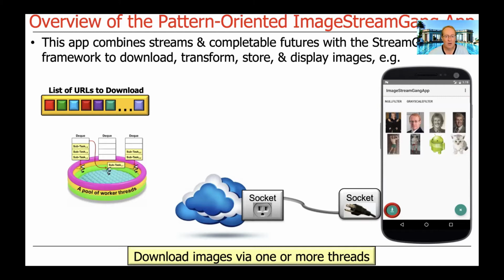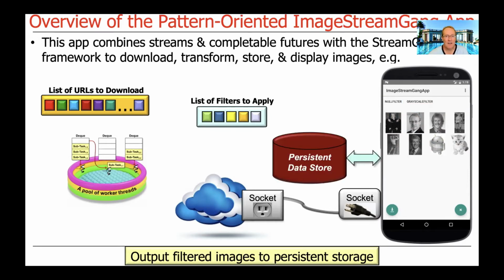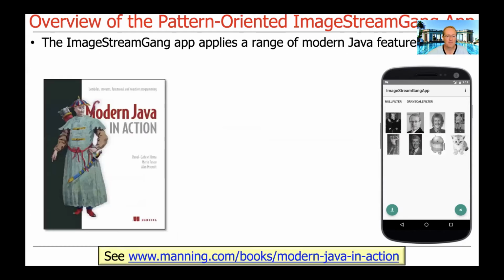The images are then downloaded in a pool of threads if they're not already downloaded from previous runs of the program. Then a bunch of filters are applied to transform the downloaded images to do things like embossing or sharpening or red eye removal or whatever type of image processing you want to do with them. And then finally, after things have been downloaded and filtered, the transformed images will be written out to persistent storage, basically to files on the local device.